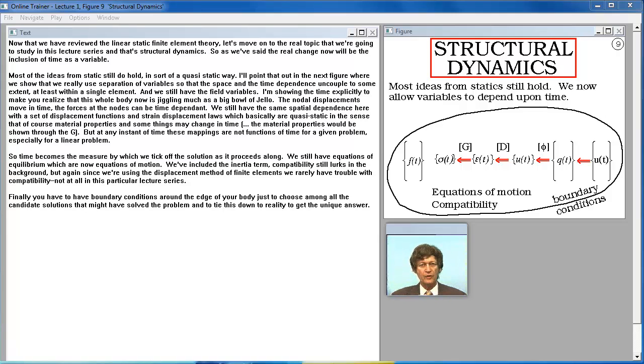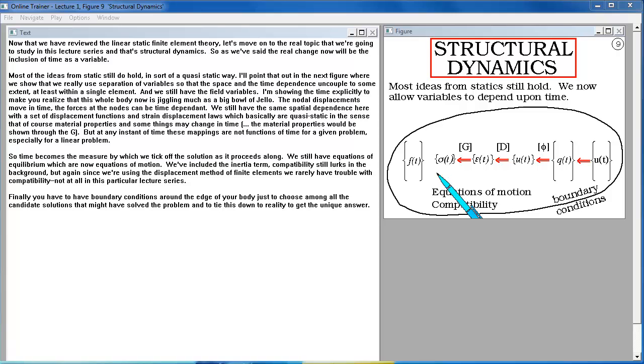Now that we have reviewed the linear static finite element theory, let's move on to the real topic that we're going to study in this lecture series, and that's structural dynamics. As we've said, the real change now will be the inclusion of time as a variable. Most of the ideas from statics still do hold in a quasi-static way. I'll point that out in the next figure, where we show that we really use separation of variables so that the space and the time dependence uncouple to some extent, at least within a single element.